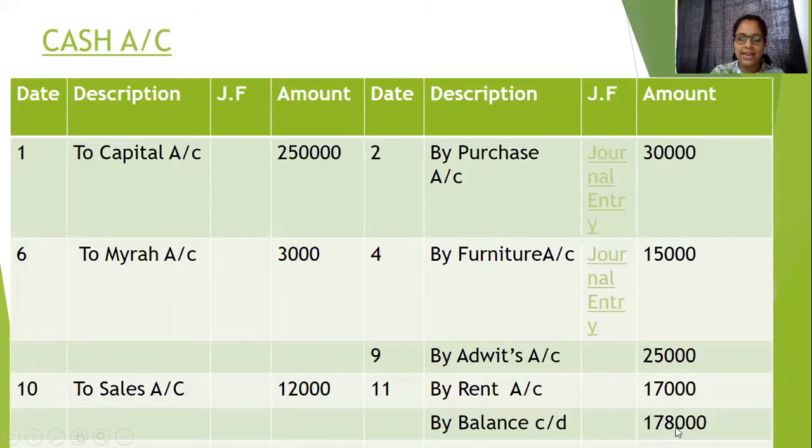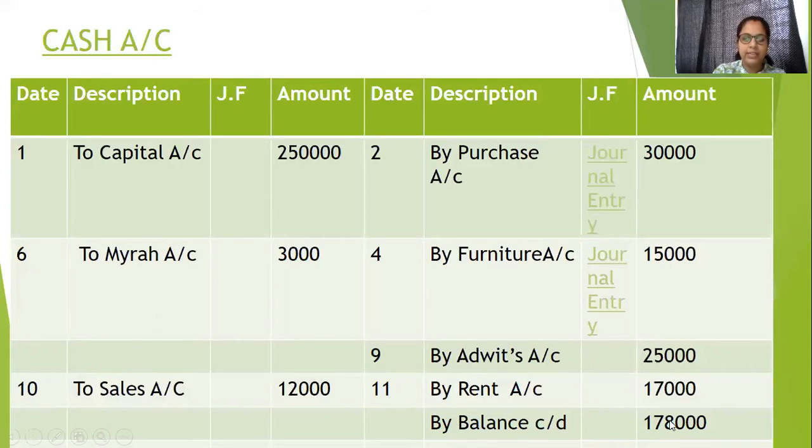It means 1,78,000 is the amount of cash in the business at this month end. This is what this ledger account will show. So at the end, we need to balance it. We have recorded all the accounts in the cash account with the help of journal entry, and at the end of the month, we need to balance it. So we will write by balance carried down 1,78,000.